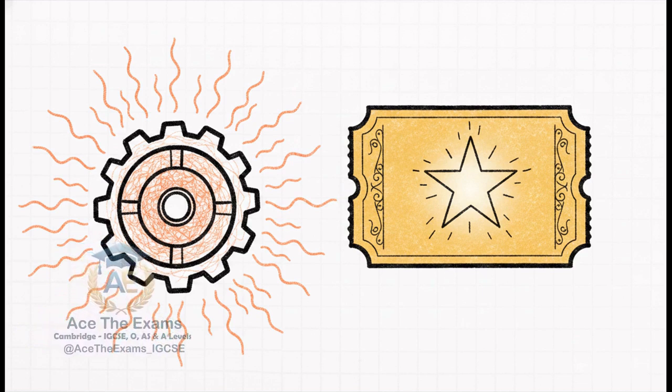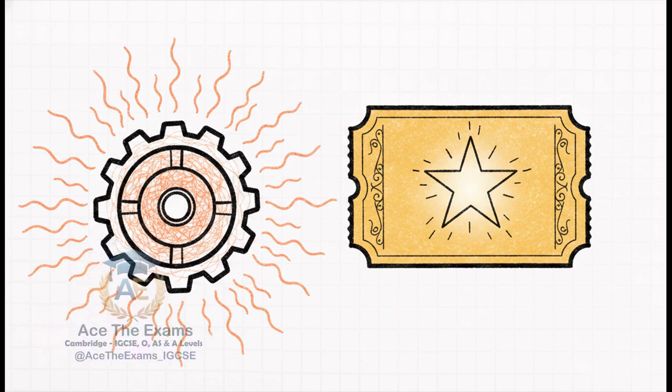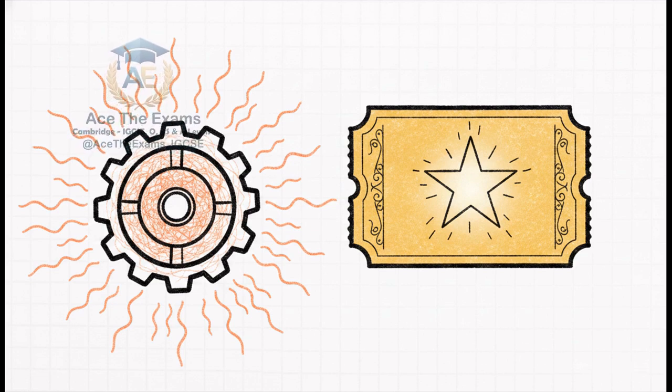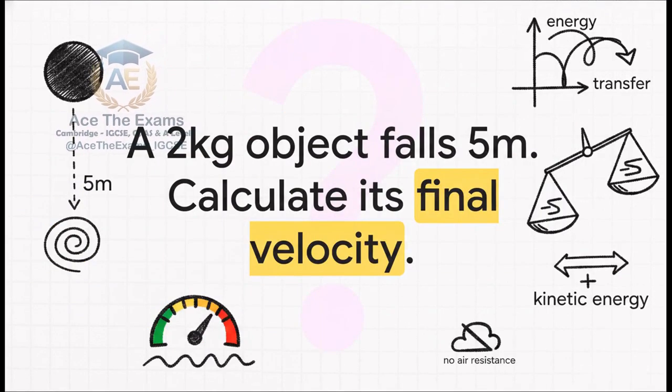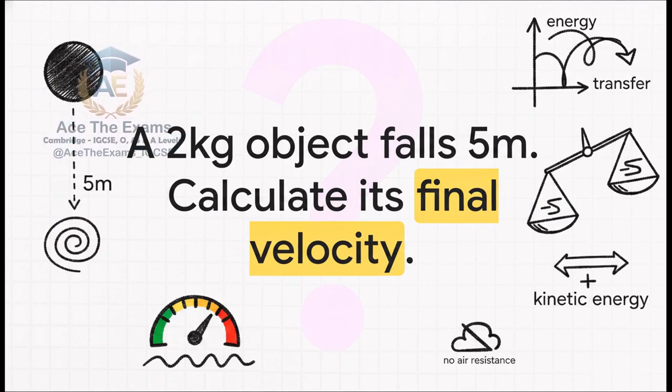Instead, you must write 400 joules is dissipated to the thermal store of the surroundings. The word dissipated is your golden ticket here. It proves to the examiner, without a shadow of a doubt, that you understand the principle of conservation. Okay, you've mastered efficiency. Let's escalate the stakes a bit.